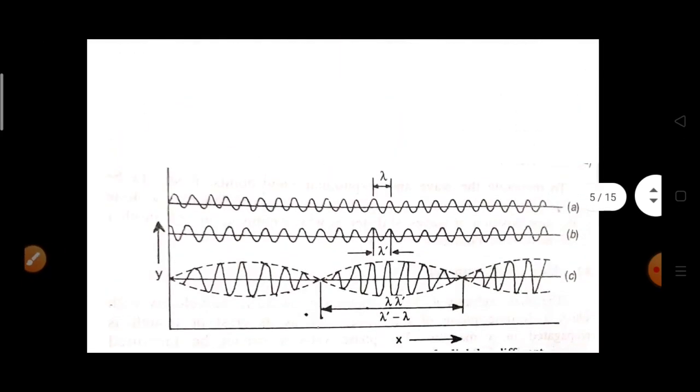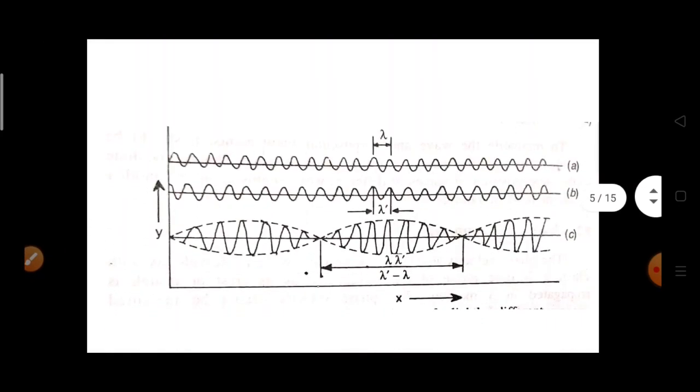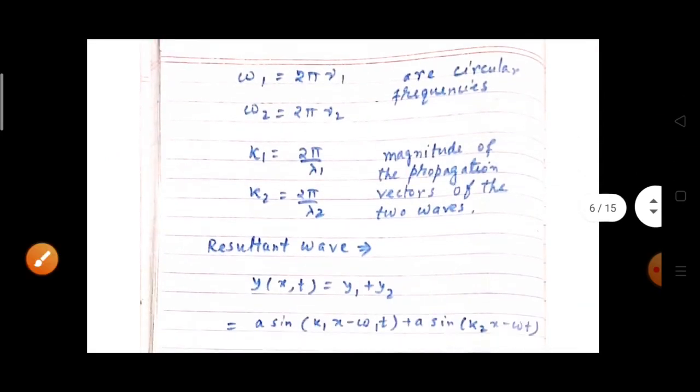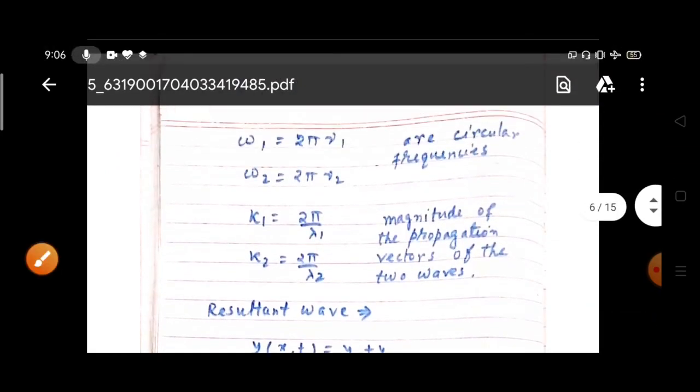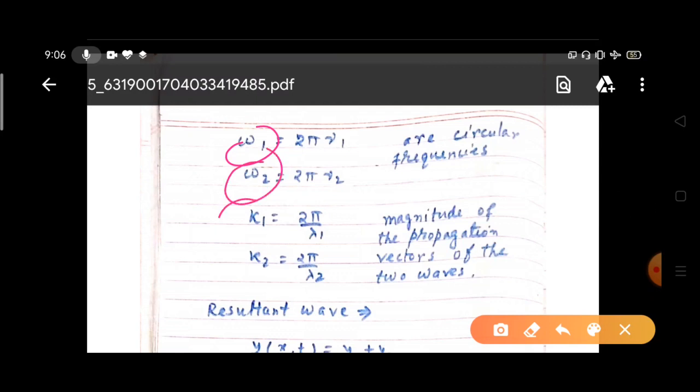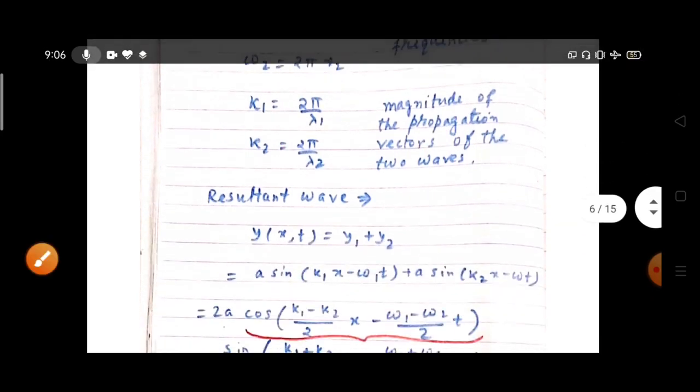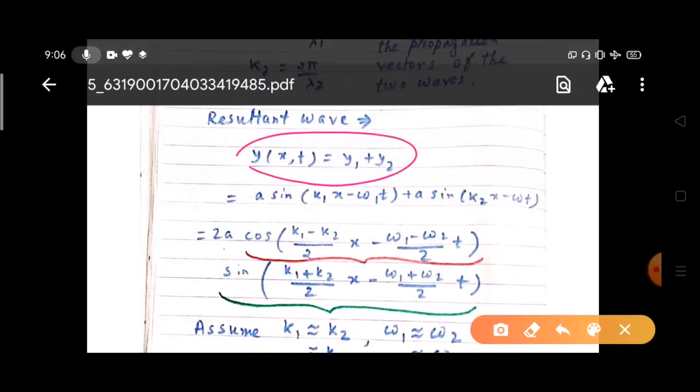So let's get back to our discussion. We took two different waves having two different angular frequencies and two different wavelengths. So we get two different omega 1 and omega 2, and different k1 and k2, where lambda 1 and lambda 2 are the different wavelengths, and k1 and k2 are the magnitudes of the propagation vectors of the two waves. What will be the resultant wave? You need superposition, so you add these two waves and get A sin(k1 x minus omega 1 t) plus A sin(k2 x minus omega 2 t).